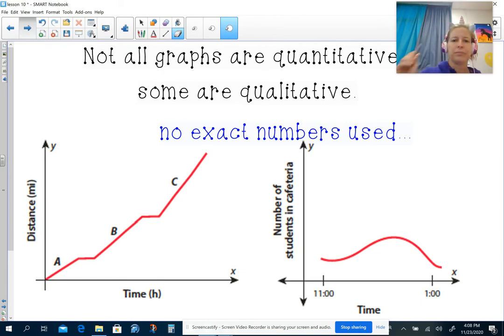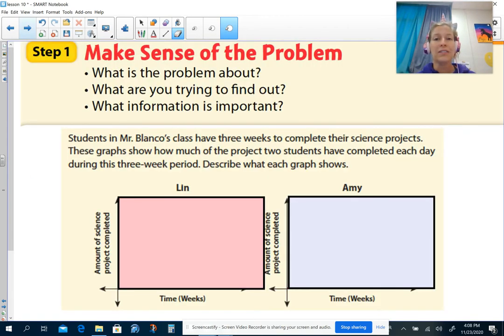So today, we're looking at graphs that maybe we're not familiar with seeing, okay? So let's read this problem. I'm going to read it first. I'm going to read it twice, actually. But the first time, I want you to listen. Second time, I want you to pull out any information that is going to be necessary, okay? So first time. Students in Ms. Blanca's class have 3 weeks to complete their science projects. These graphs show how much of the project 2 students have completed each day during this 3-week period. Describe what each graph shows.